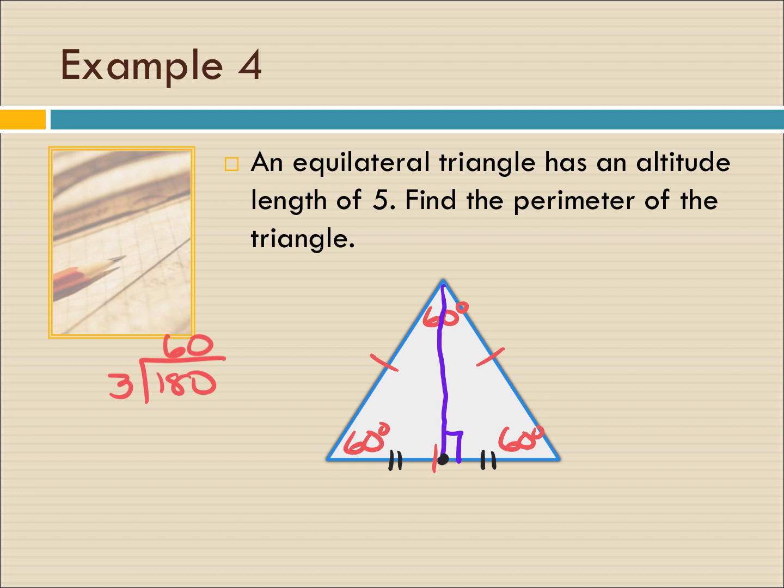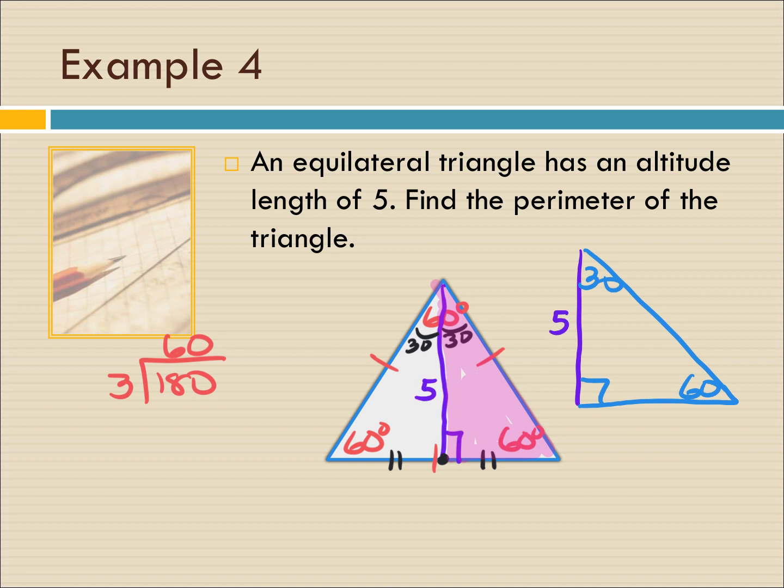So now, what I can also see is this altitude also has bisected the 60 degrees. So each side would be 30. So now what I'm working with here is one side of my equilateral triangle, and I'm going to pull this off, and it's actually a 30, 60, 90 right triangle. If I go ahead and redraw it and add in my angle measures, 60 and 30, the right angle, and they gave me the altitude. The altitude was 5.